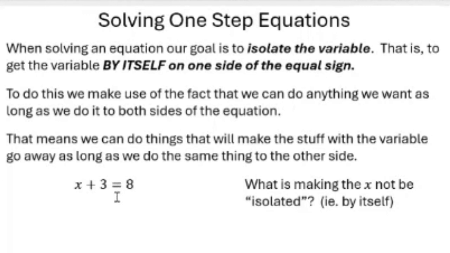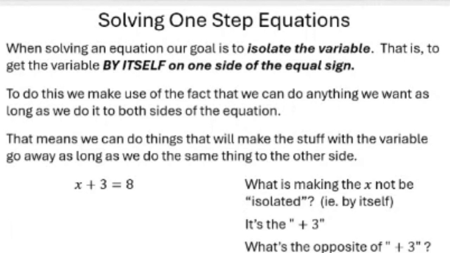There's the equal sign. And these two questions are what you're going to ask yourself over and over and over whenever you're solving equations. Is the x by itself? No. What's making it not be by itself? A plus 3. What is the opposite of a plus 3? The opposite of a plus 3, of adding 3, is subtracting 3.